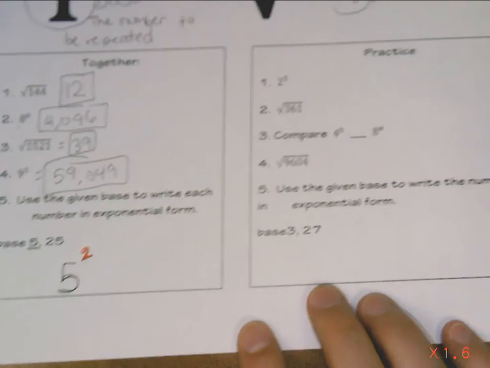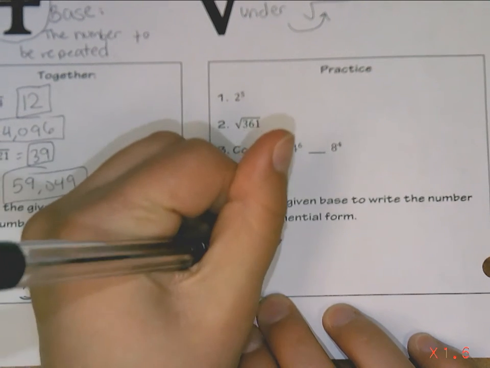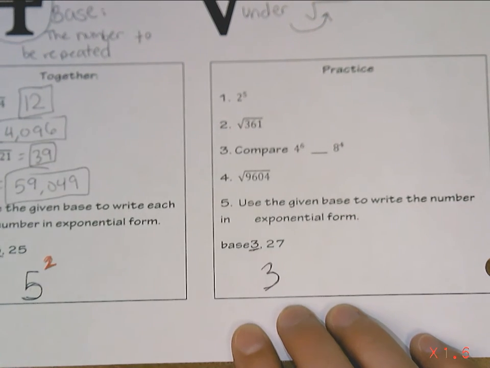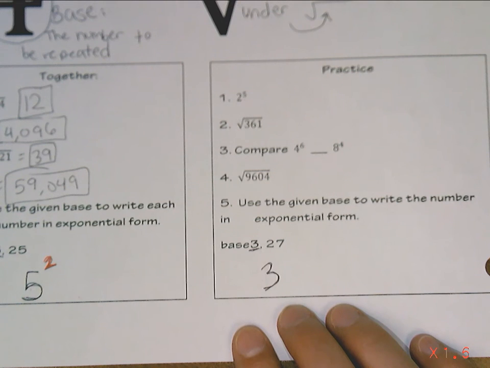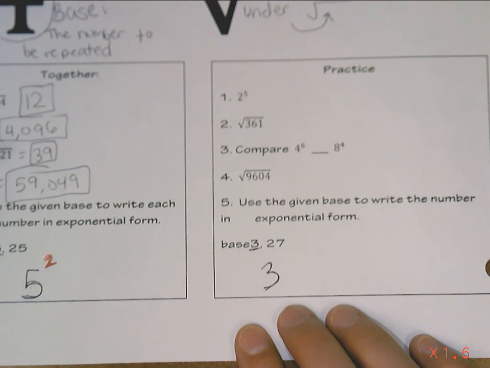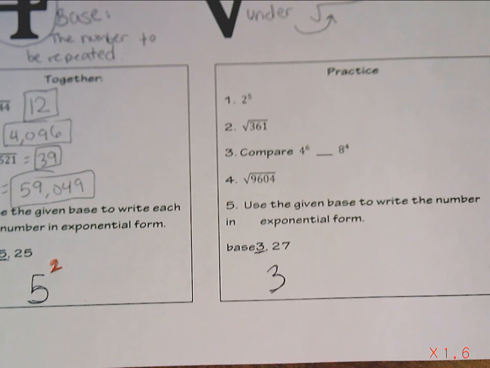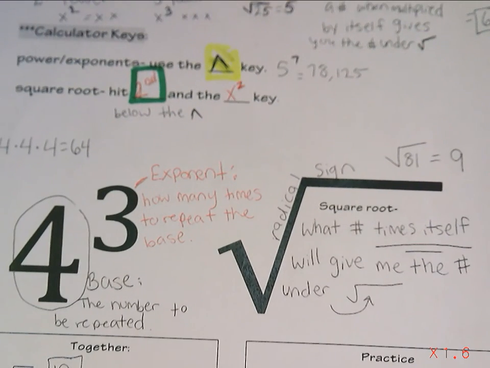So when you come over here, your base is going to be 3. And then you're trying to decide what's the power that will give you an answer of 27. Okay, and then these ones are all very similar to what we did over here. So hopefully this doesn't take you too long. And then we are done with this section.